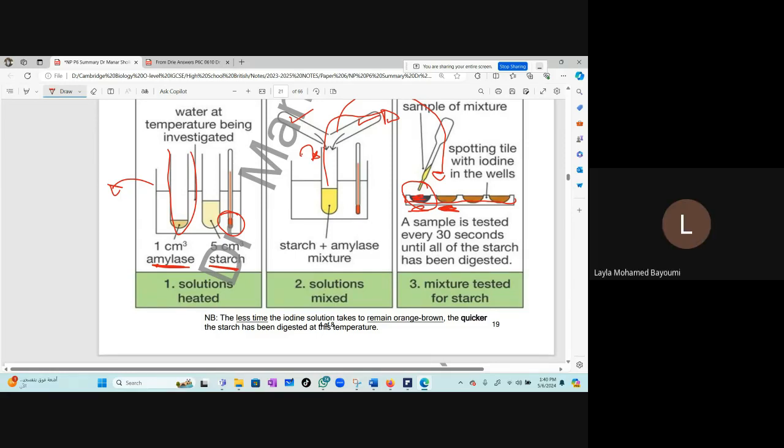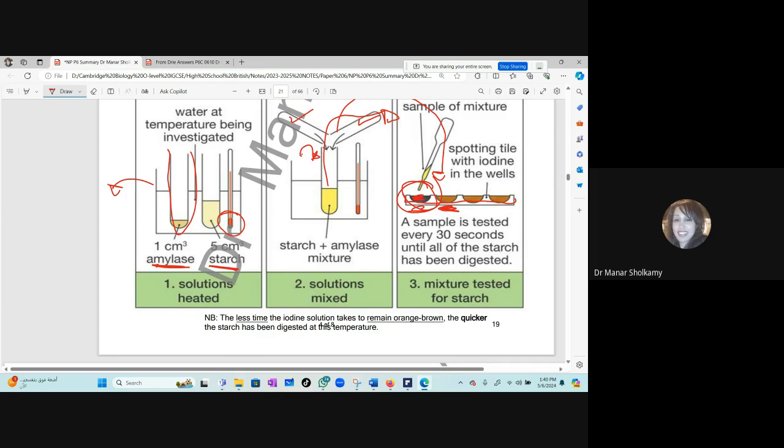Color remains yellow. No more blue-black. Very good. And then the reaction will end. And I will keep on doing this for every temperature. And the faster it remains yellow-brown, the faster the reaction. Like if after 20 minutes, it will remain yellow-brown. So this means that all the starch has been digested in just 20 seconds, not 20 minutes.